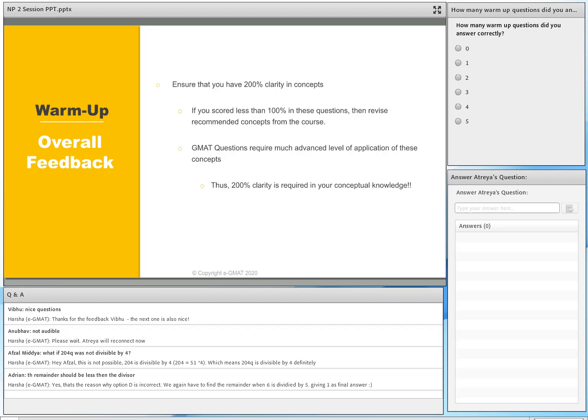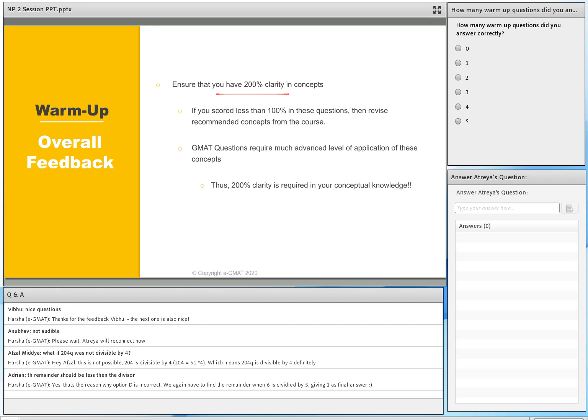Right. So before we move up to the next set of questions, the first thing that I want you to understand is, conceptual clarity is something that's very, very important. And I want all of you to have a 200% clarity in the concepts. If you scored less than 100% in these questions, it's completely fine. But I would want you to go and revise the concepts once. You can easily access the concepts using the free trial that you have over e-GMAT. Even if you are not a paid e-GMAT student, we have made the number properties course available. We kept that in the free trial state over there.